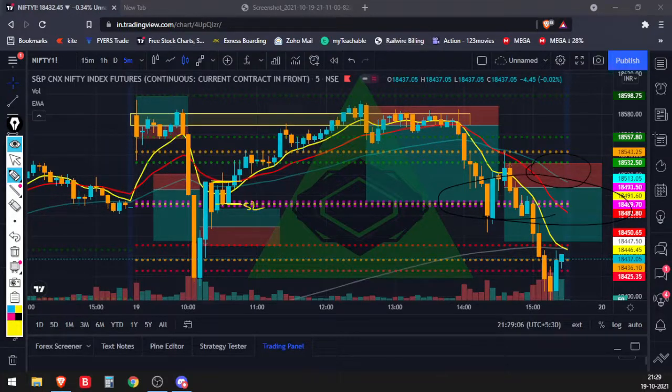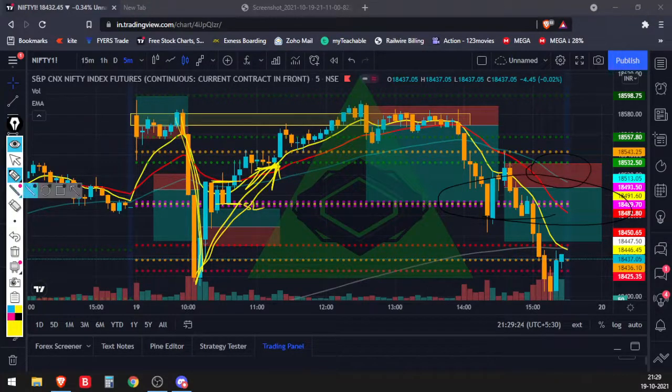So what I was expecting was that we have used the Fibonacci tool to identify the retracement of this trend. There is one trend, a sharp trend that has happened, and till how much this trend is going to continue.